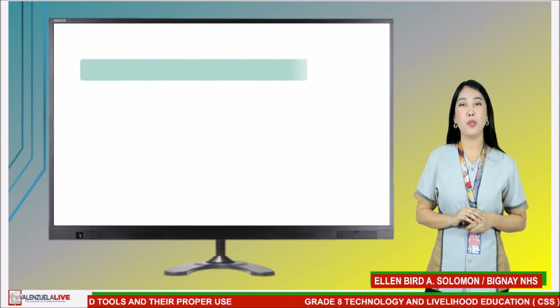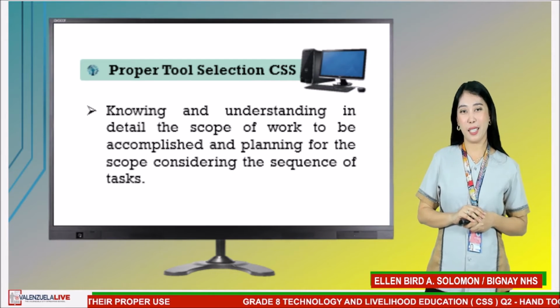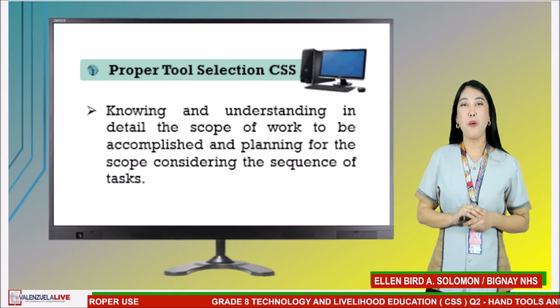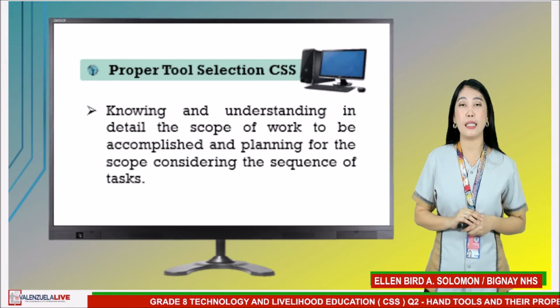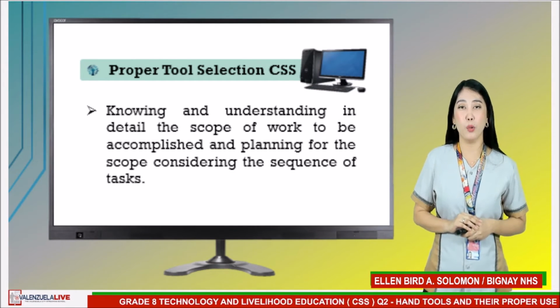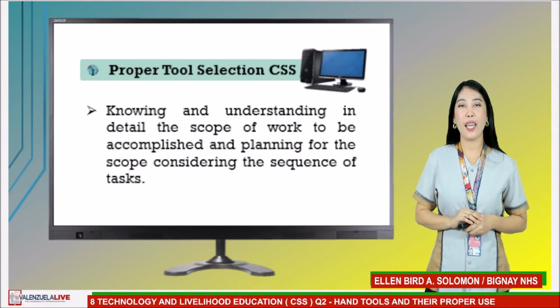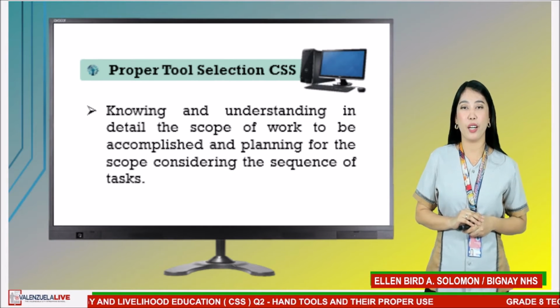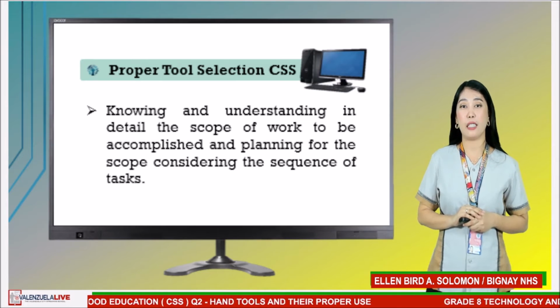So, how do we properly select hand tools to be used in CSS? One of the tasks to be undertaken in computer system servicing is proper tool selection, such as knowing and understanding in detail the scope of work to be accomplished and planning for the scope, considering the sequence of tasks.